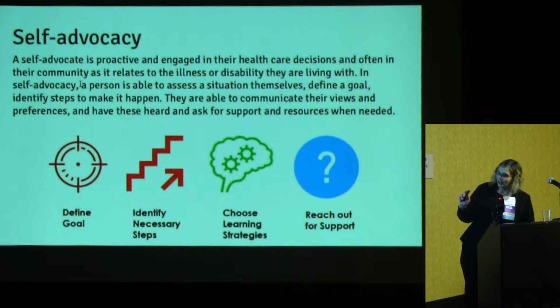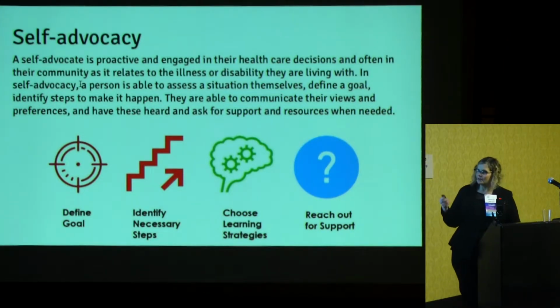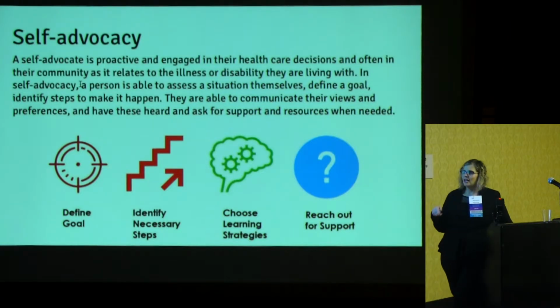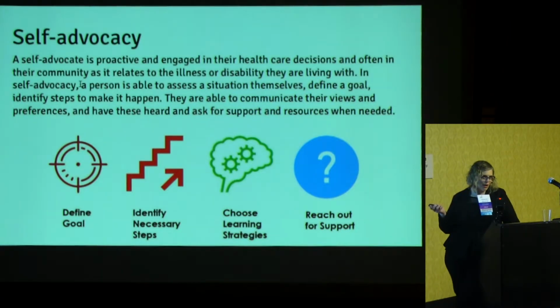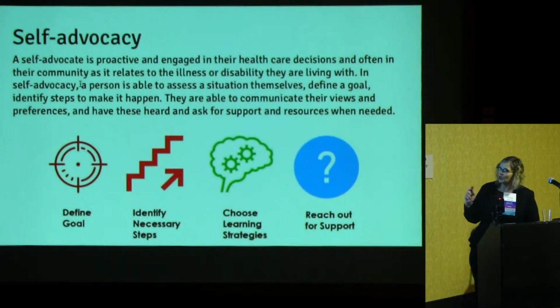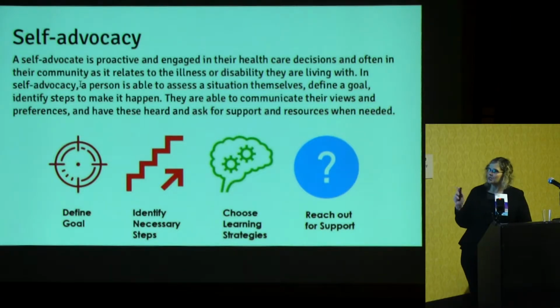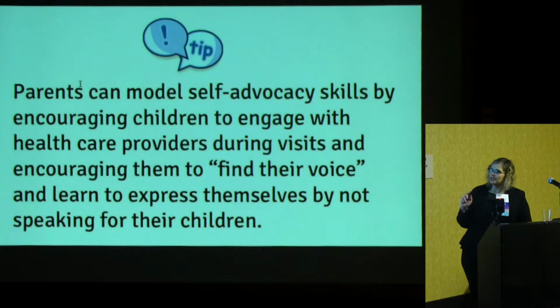Start it by defining a goal, identifying necessary steps, choosing the learning strategies, and knowing when to reach out for support and help is the important part. Knowing when this is beyond my ability to have an effective outcome, and saying, I need more help, because there are many different levels of advocacy and I need someone to come in and help. These are great steps to remember, and it's important to use the entire team of advocates to get the outcome you want.